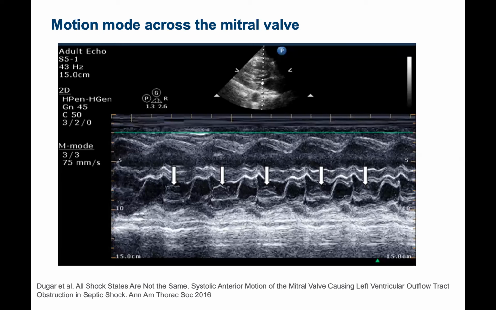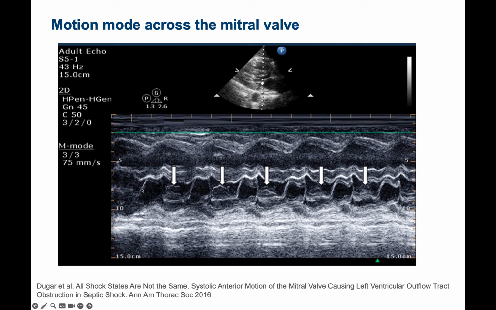Another evaluation you can do, rather than just qualitatively looking, is an M mode evaluation. So if you remember, M mode is motion mode. So you're going to put a slice through your ultrasound image, and you're going to look at motion over time in that slice. So time again is on the x-axis, and now motion is on the y-axis. And so we're putting this across the mitral valve.